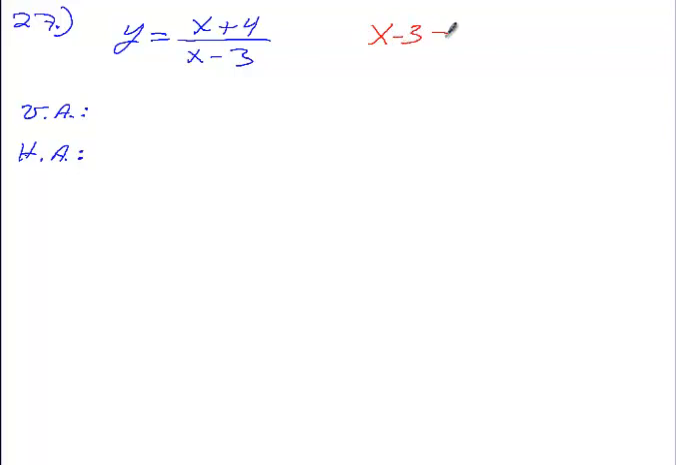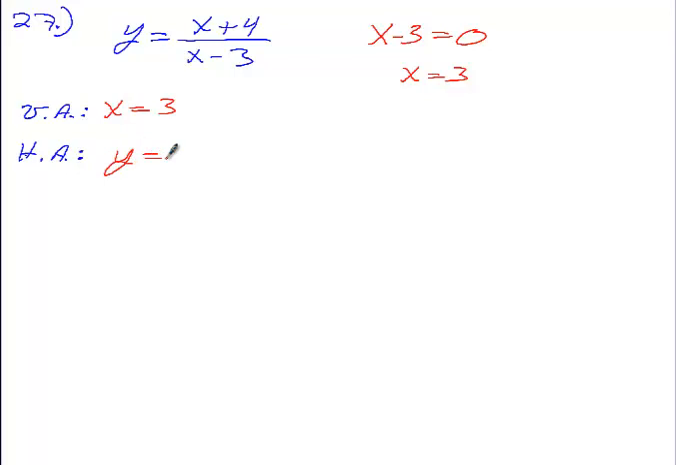Set the denominator equal to 0, correct? So what's x equal to? 3. So that becomes your vertical asymptote. Alright? In this format, who remembers, how do I find out my horizontal asymptote?